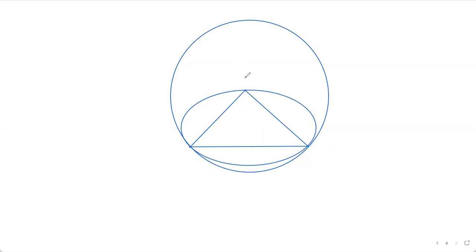So the situation is something like this, where A is the center of the bigger circle. Now use power of a point from P. What is the power of point P with respect to the bigger circle, the circle with center A? Okay, so the bigger circle.